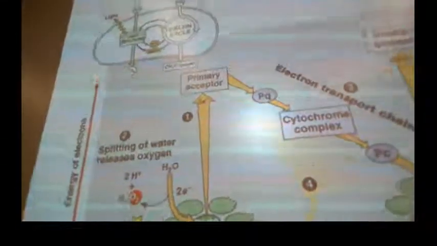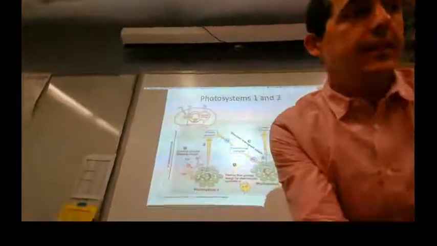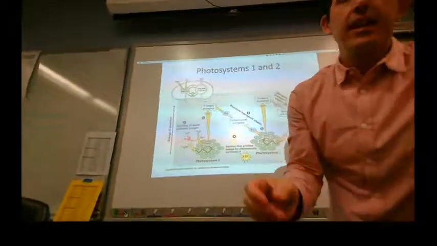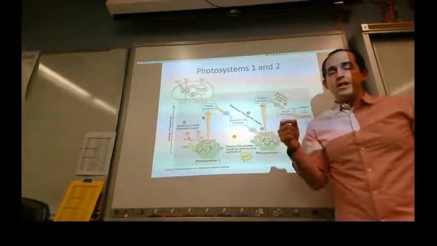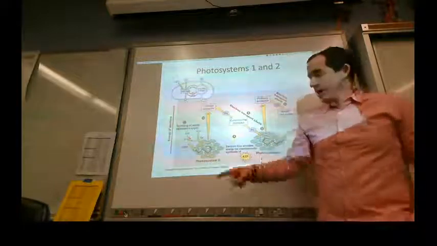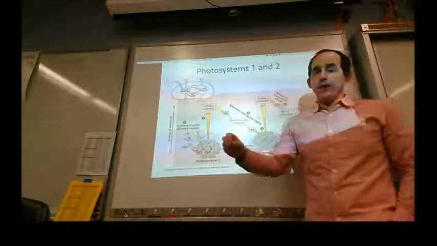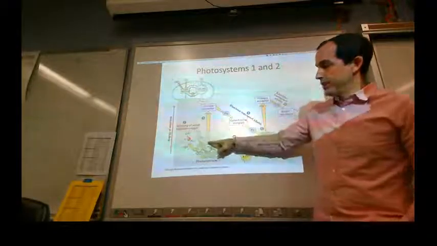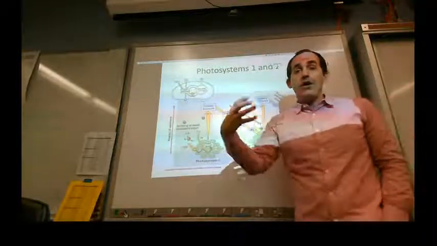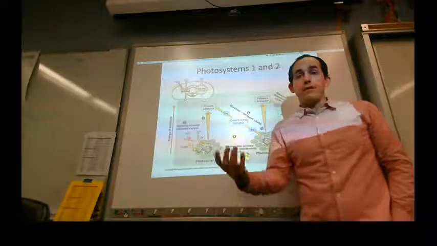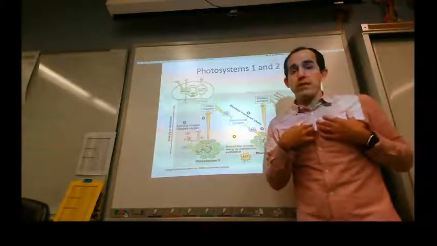So something that is really, really cool to think about is this. Okay, so bear with me for a second. Something that is really super cool to think about is that the oxygen that we breathe comes from water. Plants break down molecules of water to replenish those electrons, and because they break down that molecule of water, they give off oxygen. That oxygen diffuses out of the plant, goes into the atmosphere, and we breathe it in.